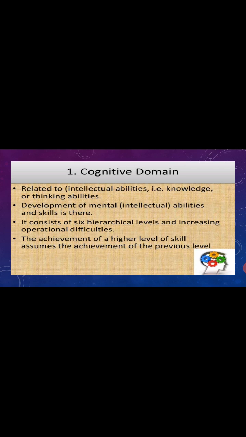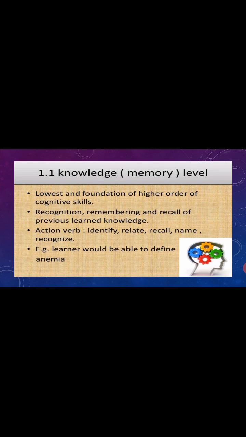So simply it's related to the cognitive abilities, intellectual abilities, for example knowledge and thinking capacity or thinking abilities of the student. So the knowledge, what is knowledge, also known as memory level. Lowest and foundation of the higher order of cognitive skill: recognition, remembering, recall of the previously learned knowledge. Action verbs you can use are identify, relate, recall, name and recognize. An example is the learner would be able to define anemia.